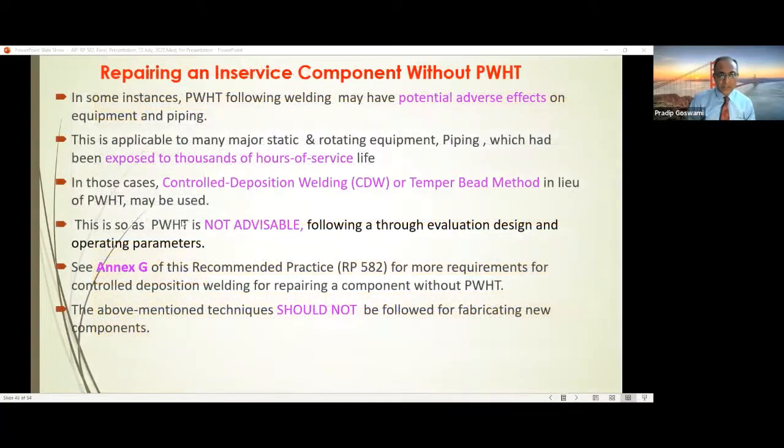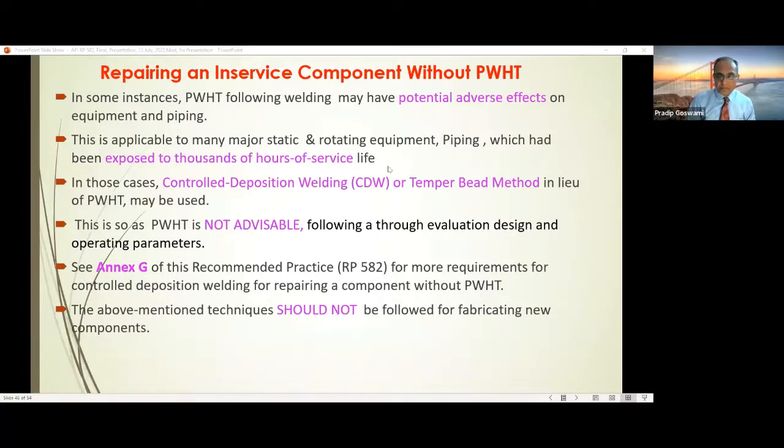And the last topic I'm going to talk about is repairing an in-service component without post-weld heat treatment. This is an interesting topic in a way. What may happen is that sometimes post-weld heat treatment following welding may have potential adverse effects on equipment and piping. This is applicable for many static and rotating equipment which had been exposed to thousands of hours of service life. If you have a component which had been there for many years, and all of a sudden that component has a failure, it develops a crack, you cannot throw away the component, but you have to do a weld repair.